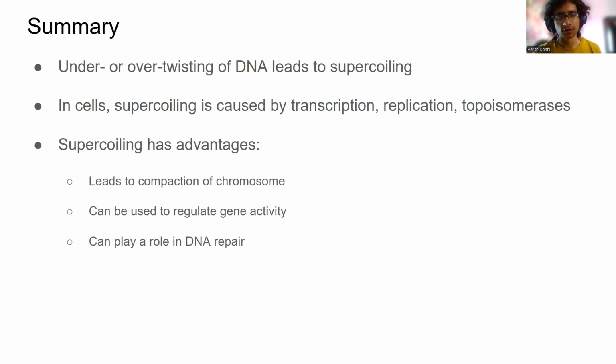So in summary, what I've talked about is how under- and over-twisting of DNA leads to these supercoiled structures, which are observed in cells and bacteria. And this supercoiling in bacteria is caused by transcription, replication, and the effect of topoisomerases. As to why the supercoiling occurs, it can pose certain advantages to the bacteria or the cell. It can lead to the compaction of chromosomes to form the nucleoid in bacteria. It can also help regulate gene activity in the form of transcriptional bursts.